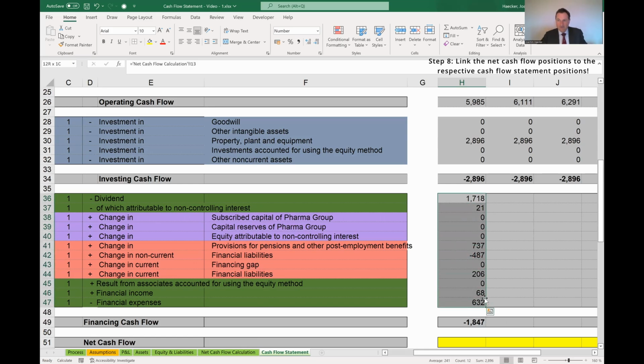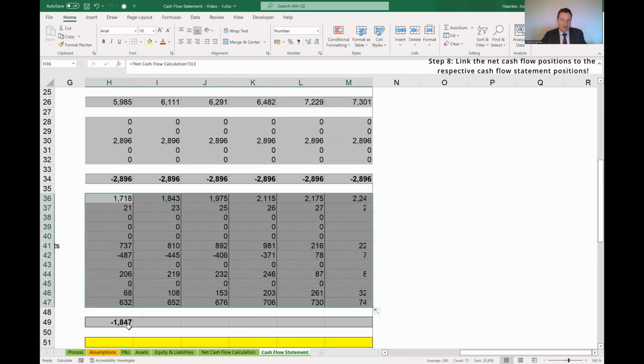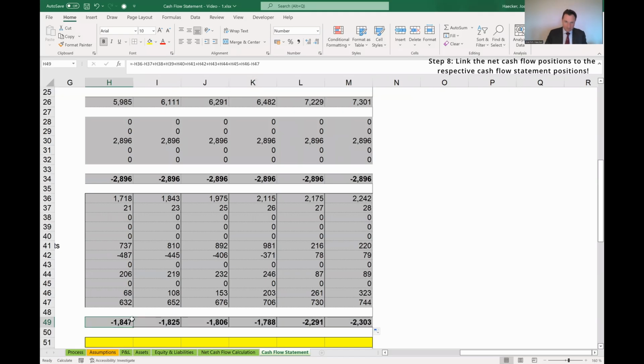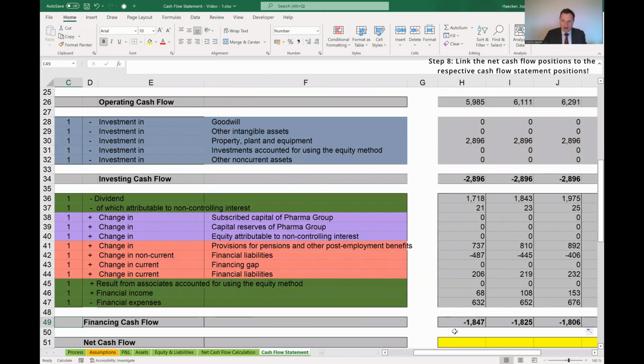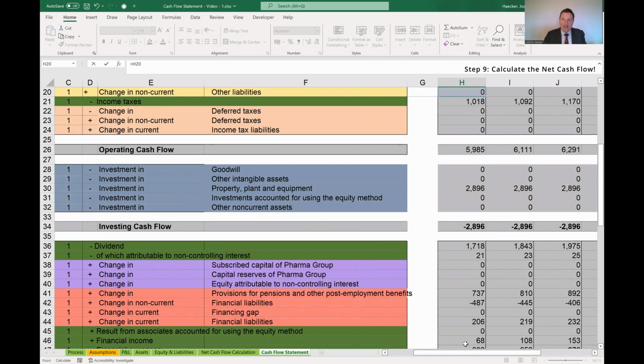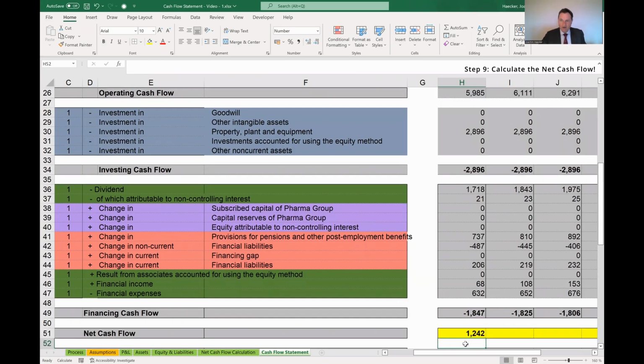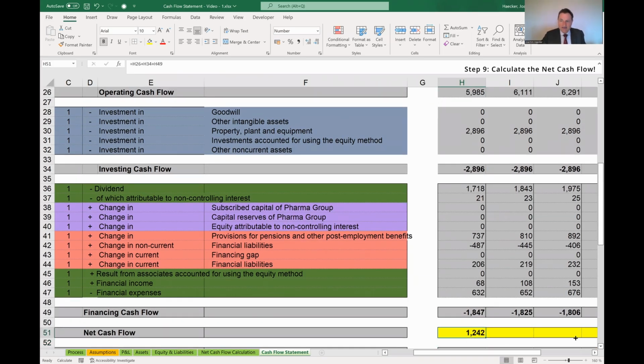I'll take all the financial figures, move it all the way up the 5 years business plan plus the terminal value. And this is my financing cash flow. And now it's very important. Did we make a mistake or is everything okay? We'll take the operating cash flow, we plus the investing cash flow, and we plus the financing cash flow, and we get that result.